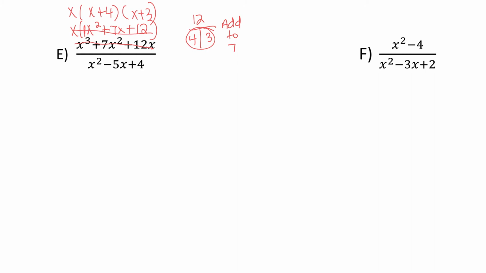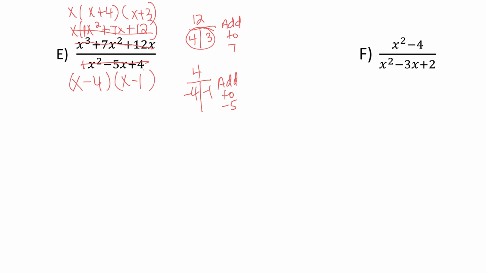Now let's take the bottom, the denominator. It's a 3-term polynomial, so we need to take our a times our c, which gives us 4, and we're looking for factors of 4 that add up to -5. That would be -4 and -1, and again, since I have an a value of 1, those represent my factors, so I can just put them in the parentheses: x minus 4 times x minus 1. So that's how that factors.